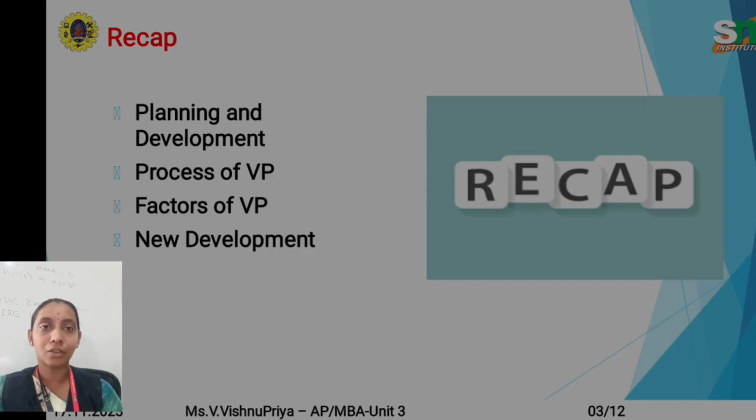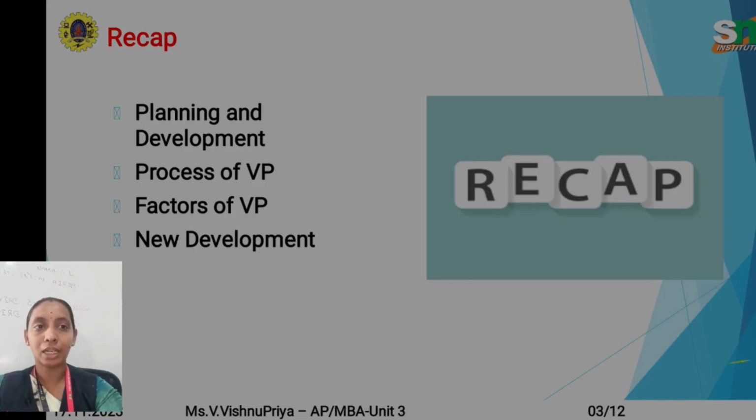And factors of venture capital planning, what are the factors? We have 4 types of factors, on the basis of internal and external factors. Internally, what we have to see are the employees and financial planning. And new developments, how you can develop the venture capital planning for developing the business, and we have to see the strategy for that.